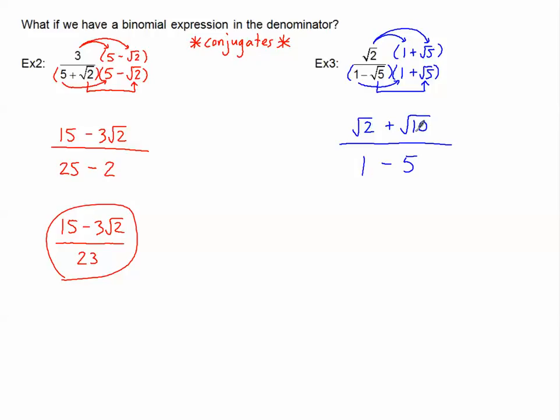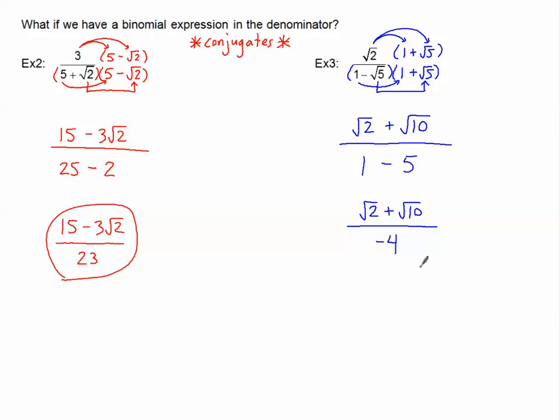Square root of 2 and square root of 10 are not like terms. Yes, I know they're both square roots, but they do not have the same radicands, so they cannot be combined by addition. So we'll just leave that alone. 1 minus 5, of course, is negative 4.